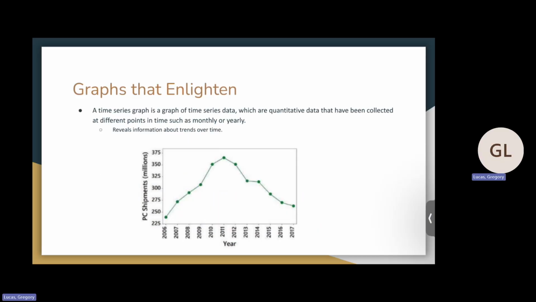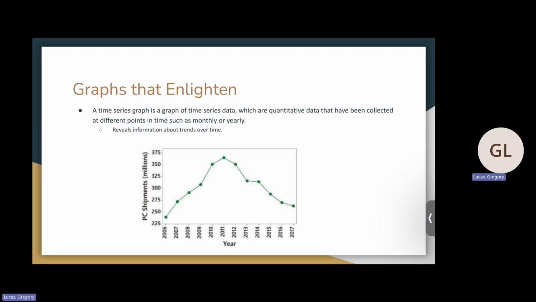Another good graph we can use is what's called a time series graph. A time series graph is a graph of time series data, which are quantitative data that have been collected at different points in time, such as monthly or yearly. So we use this if we want to see a trend over time. So let's say every year we're going to make a measurement, and then we plot the point for each of those years. So when we're using a reference of time, oftentimes we're going to use a time series graph.